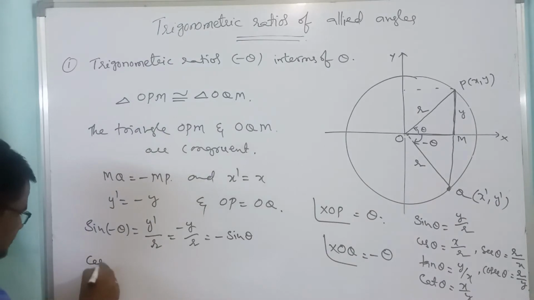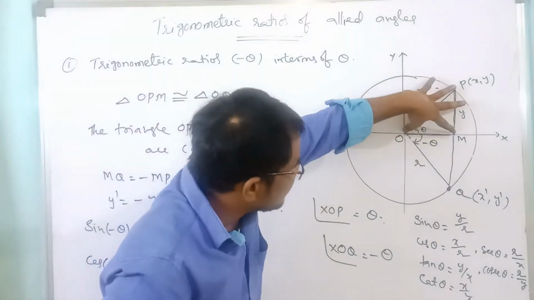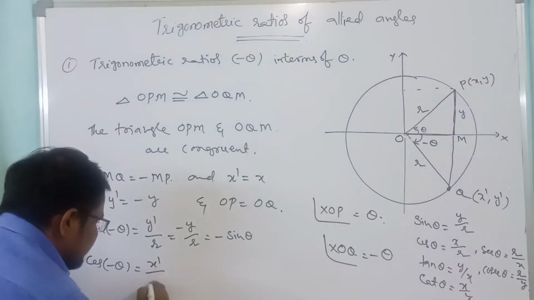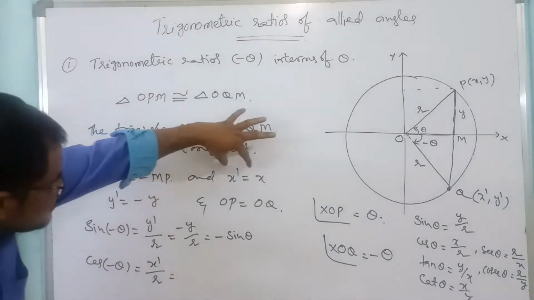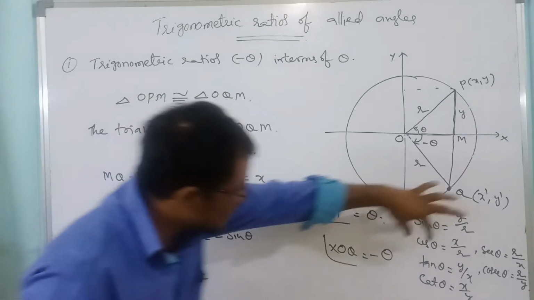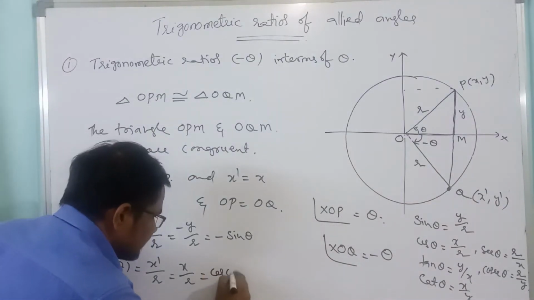Next, cos of minus theta equal to, so the adjacent side is this one, means X dash divided by R. But X dash is equal to X, so X by R, and here X by R is nothing but cos theta. So that is cos theta.